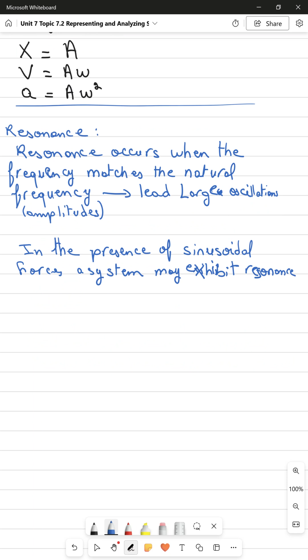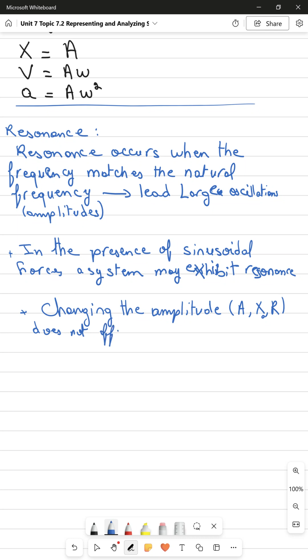Now, a simple note that some students may have issues with: changing the amplitude, which we call A, or you can call it X or R, whichever you want, does not affect the period of oscillation. So you are just going to change the magnitude, but the period does not change.